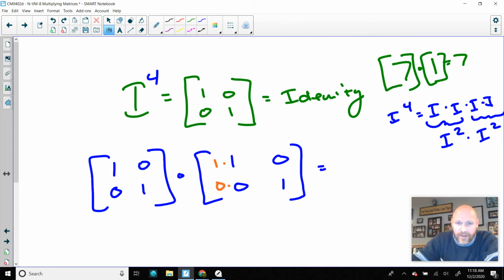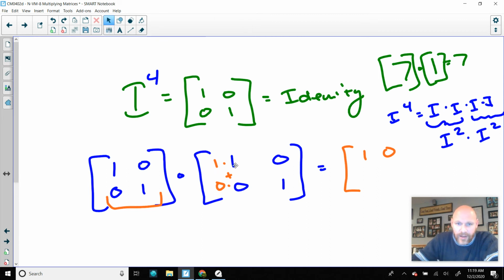I'm going to multiply those and add them. We get 1 times 1 is 1, and 0 times 0 is 0, and 1 plus 0 is just the number 1. I'm going to move that over. 1 times 0 is 0, 0 times 1 is 0, and 0 plus 0 is 0 for the first row, second column. We pick up the next one, we plug it in, right?